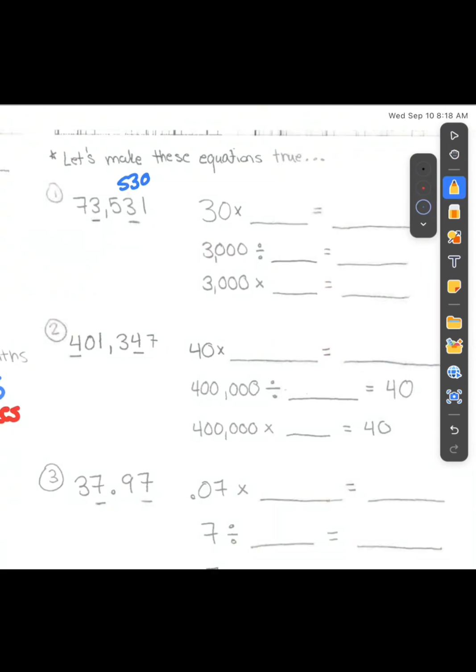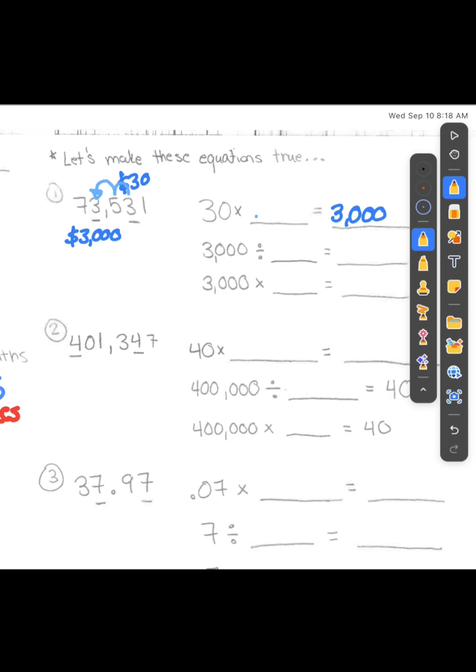On page 3, we're going to start with the 3, which is worth 30. And then we're going to look at the other 3, which is worth 3,000. And we're going to see what we have to multiply 30 by to get 3,000. It's going to take how many jumps? 1, 2. So that means it is 100, not just 10. So 30 times 100 is 3,000. Or 3,000 divided by 100 is 30. Or 3,000 times 1/100th is going to be equal to 30.